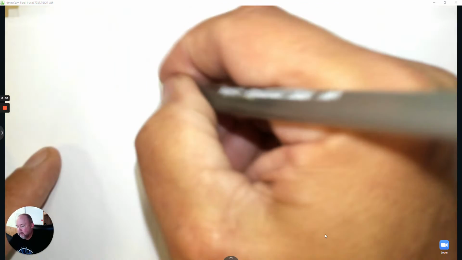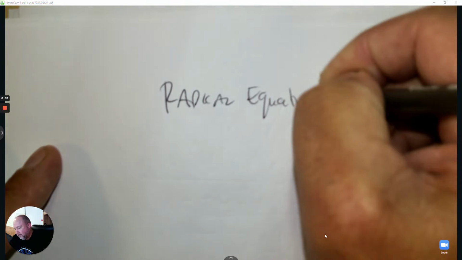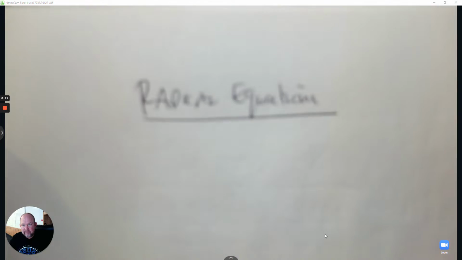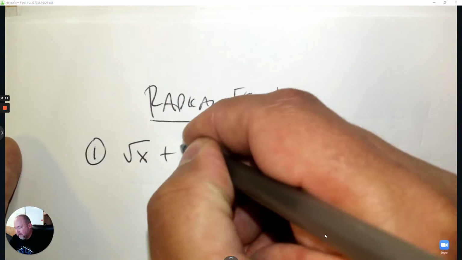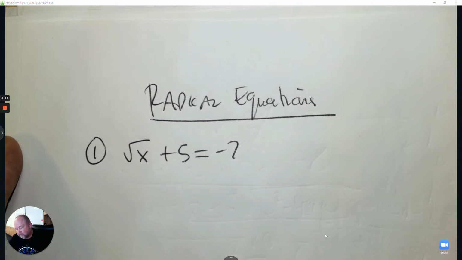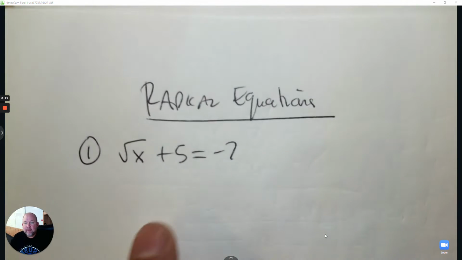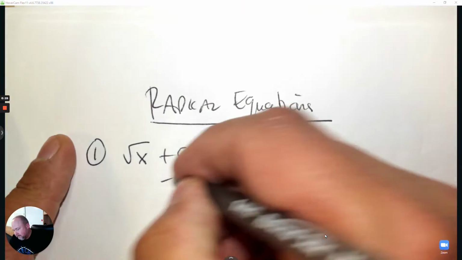All right, here's the review on radical equations. So let's look at some examples. The steps: we are going to isolate the radical part. So if I look here at a step that we're going to do, I want to isolate the radical part. So I'm going to subtract 5.